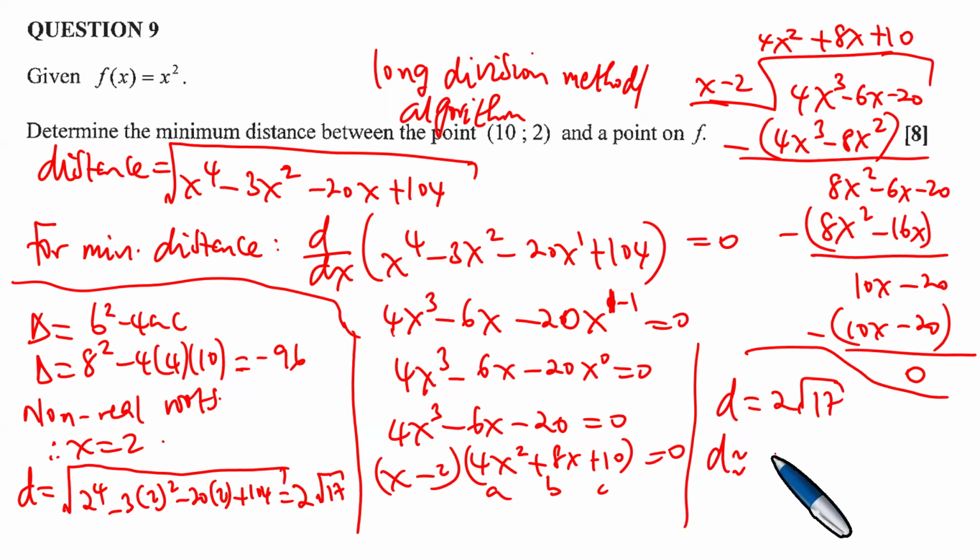And D is approximately 8.25 units. And this is the minimum distance. This here does not have any real roots. It's something you take note of. Next question.